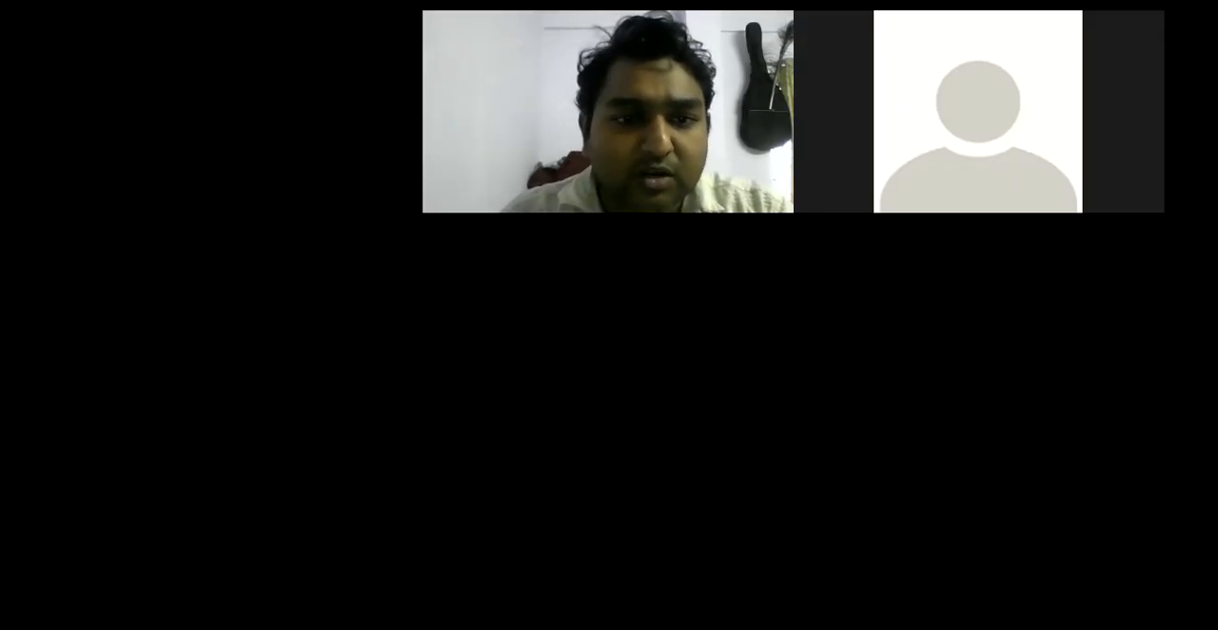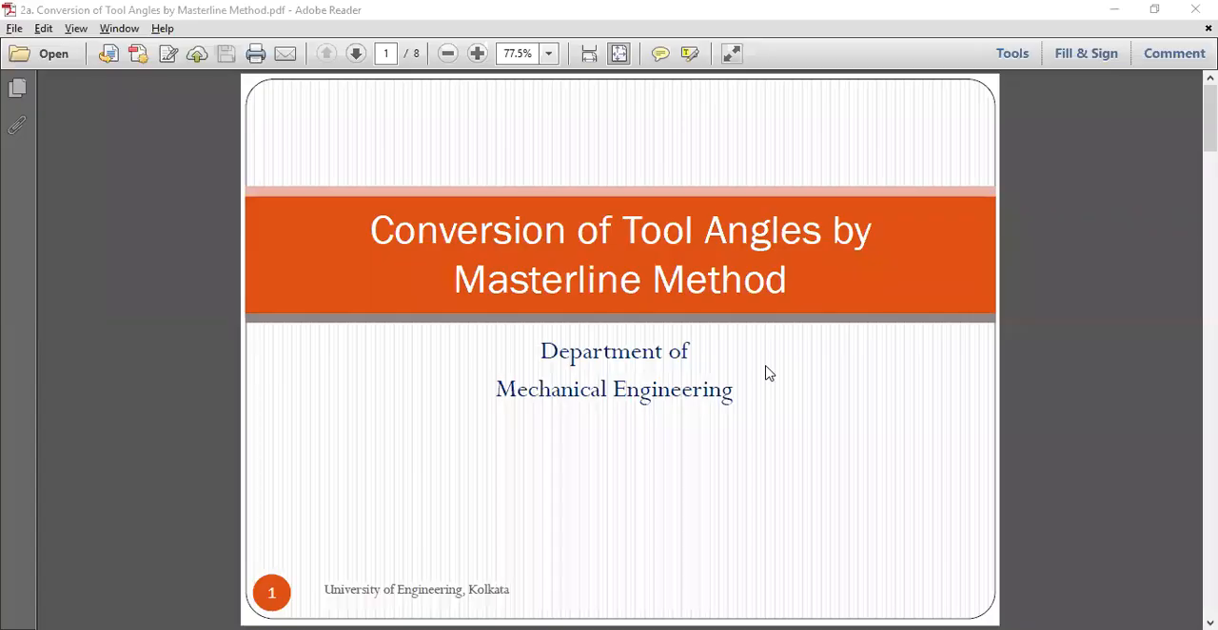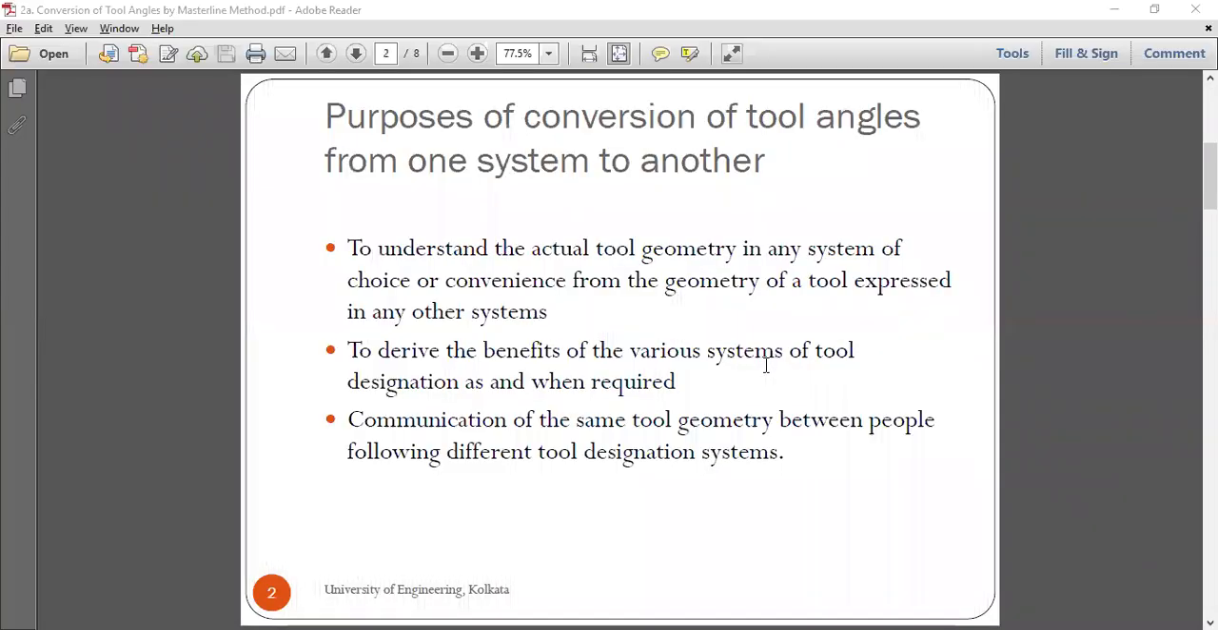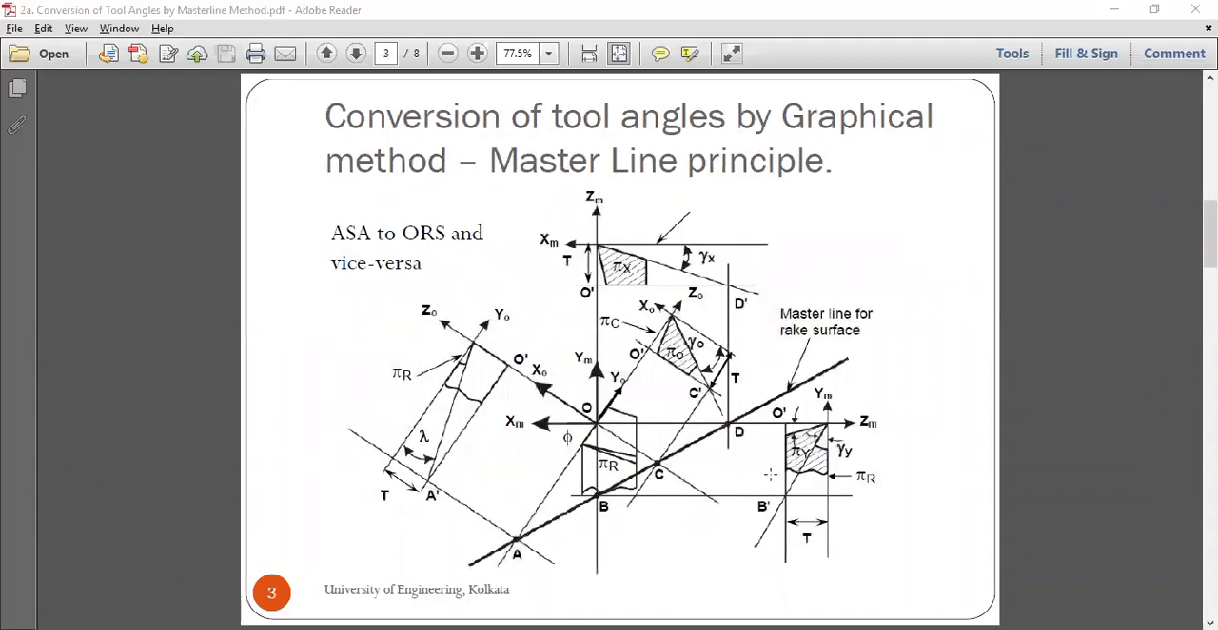Okay, so let me start with the conversion of tool angles by the Masterline method. The basic purpose of the conversion of the tool angles is to understand the actual geometry in any system of choice or convenience from the geometry of a tool expressed in any other system. Suppose we have a tool nomenclature or tool signature given in ORS, we should be able to find out what the tool signature will be in ASA, right? Because different systems are followed at different places. So there should be communication between the different tool geometries.